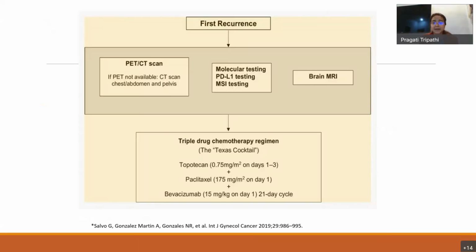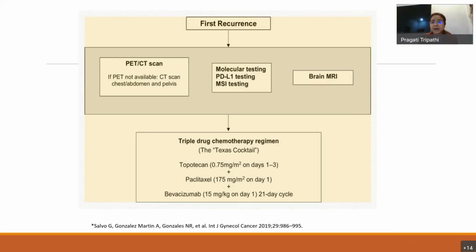Now, recurrences. The first recurrences are mostly at extrapelvic sites, the most common being lung, 38%, and liver, 34%, and carcinomatosis and brain involvement is seen in 25% of the cases. So we again evaluate the patient by doing PET CT and or CT scan. We go ahead with molecular testing and we can go ahead with brain MRI.